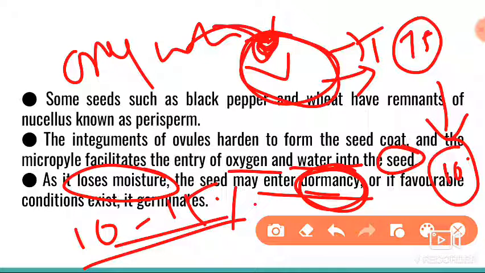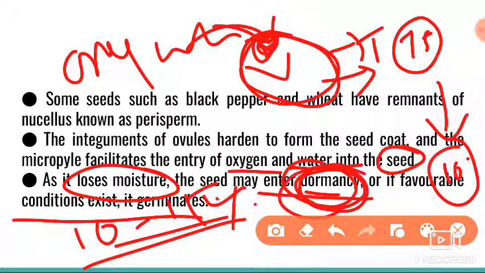In this stage the seeds are not active. They are metabolically inactive because they require some favorable condition. When they get the favorable condition, they start to germinate. For example, temperature, moisture, and oxygen. If they find such favorable conditions for development, they start germination.